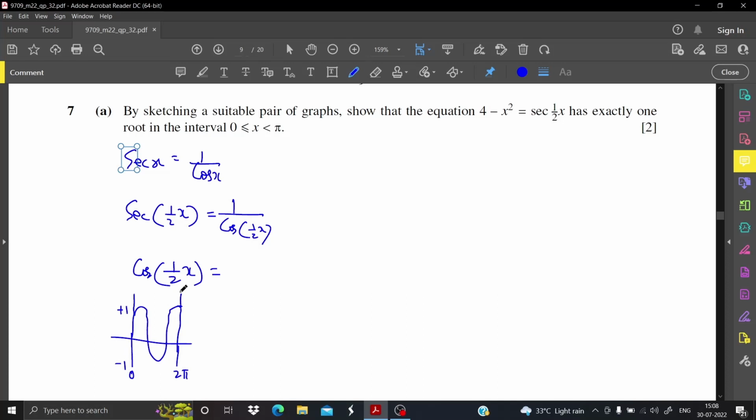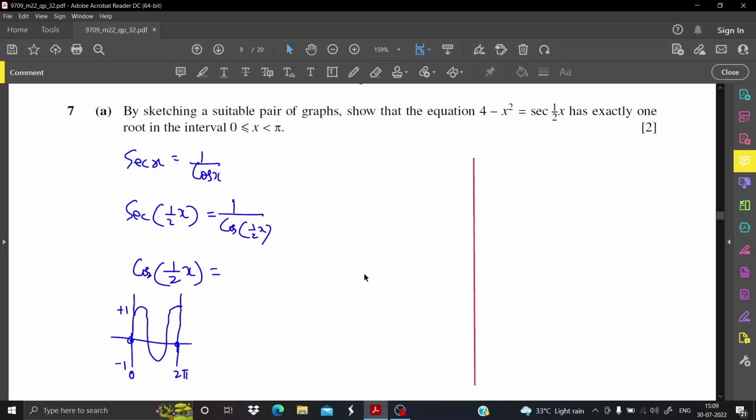Now when you say half x, this is a transformation that you studied in your AS level. This is a horizontal transformation with a stretch factor 2 parallel to the x-axis. It means that every x coordinate will be doubled. So here the period from 0 to 2 pi will be doubled for cos of half x. So the new period will be 4 pi. I would like to show you how this looks.